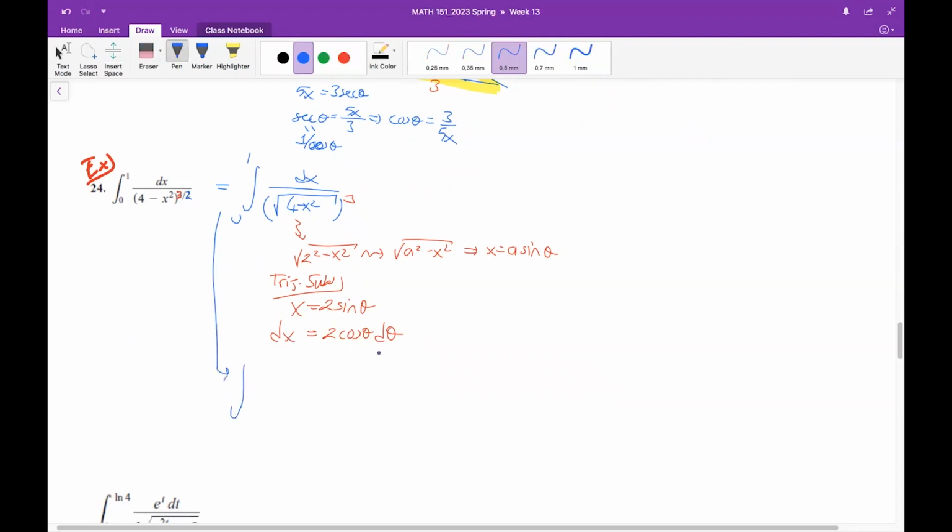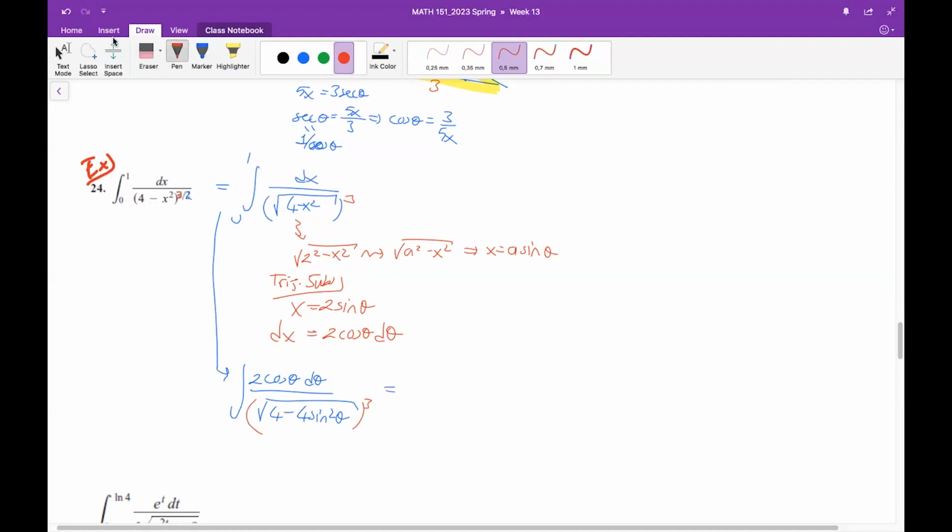Okay, dx is 2 times cosine theta d theta divided by what we have at the denominator. 4 minus, instead of x, I put this, square this. So square of 2 sine theta is 4 sine square theta. Don't forget to put this cube, it is there. Okay, we have something like this.